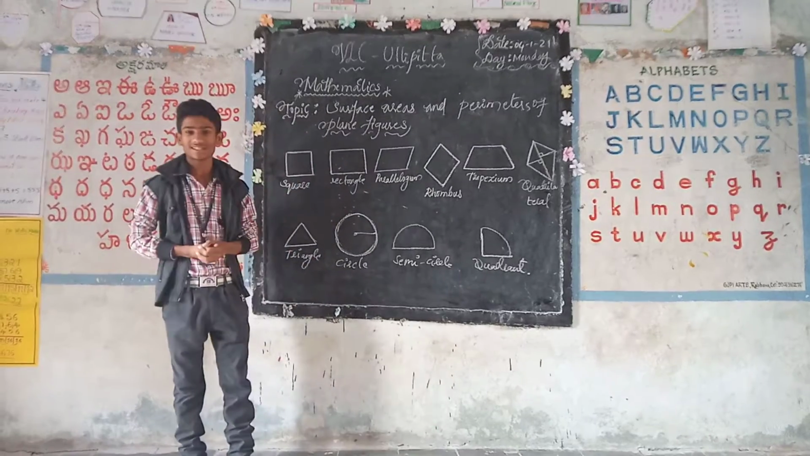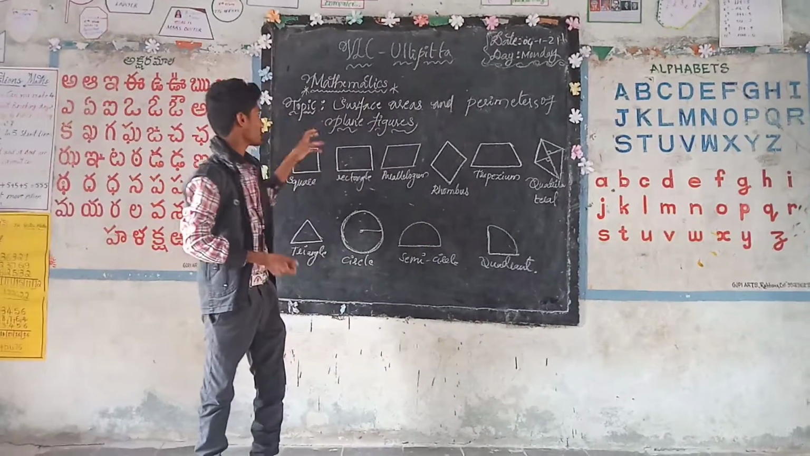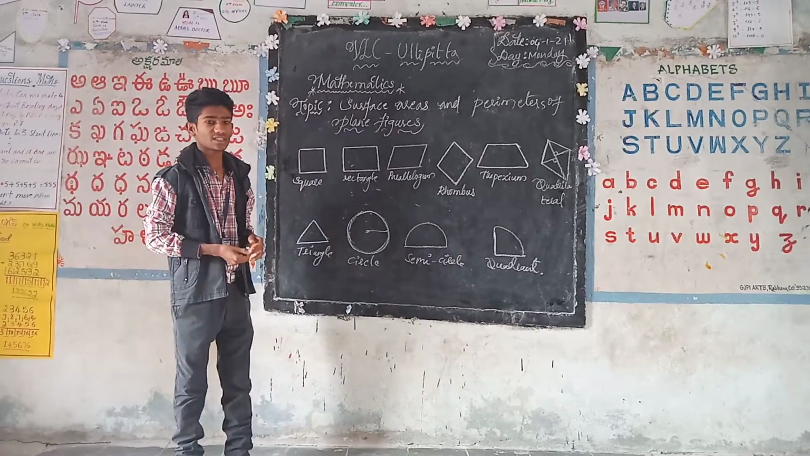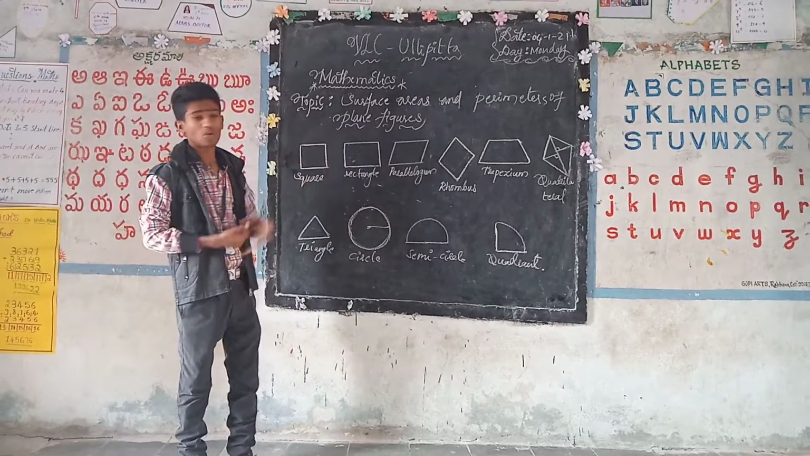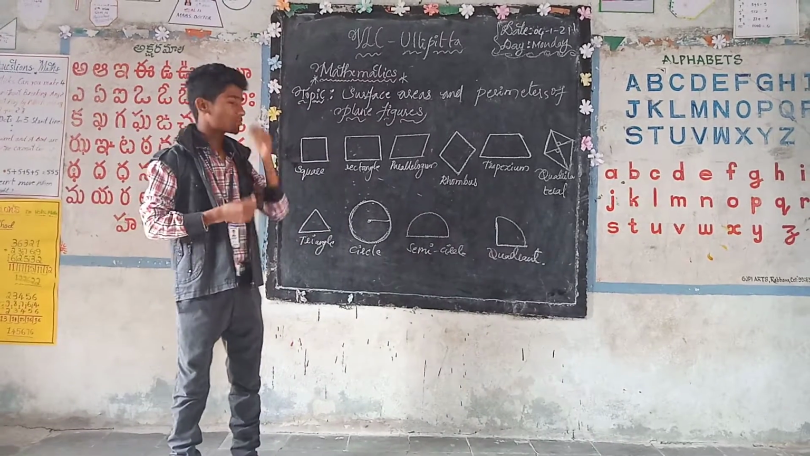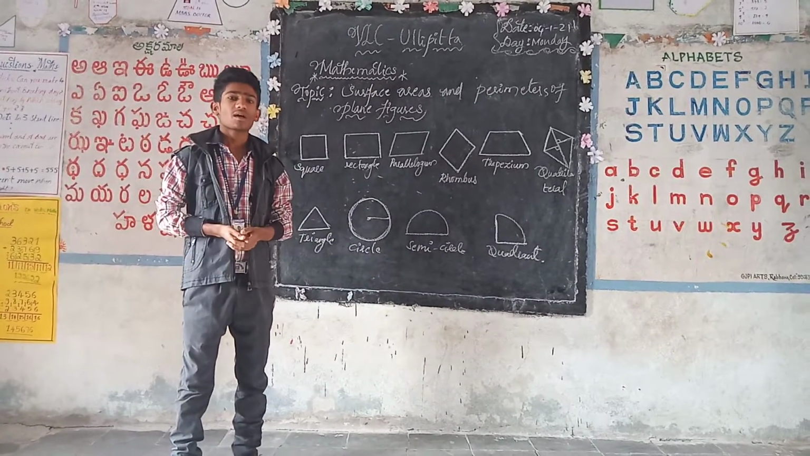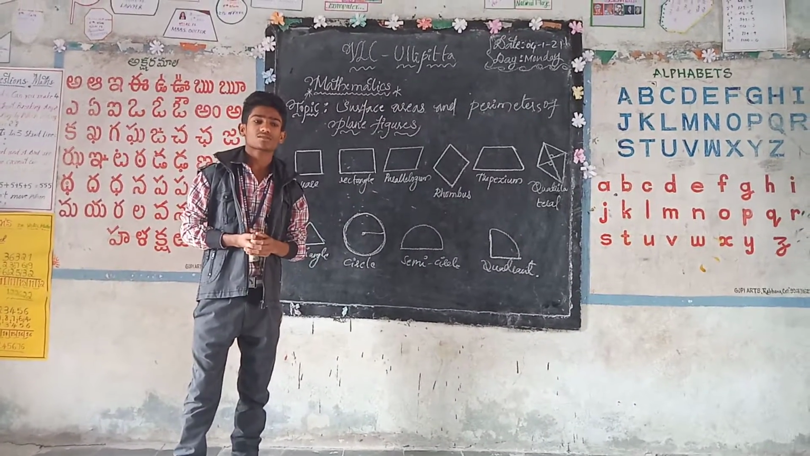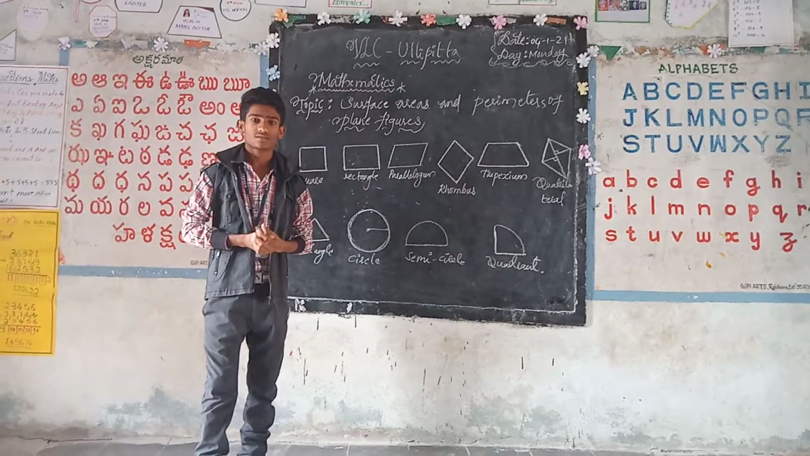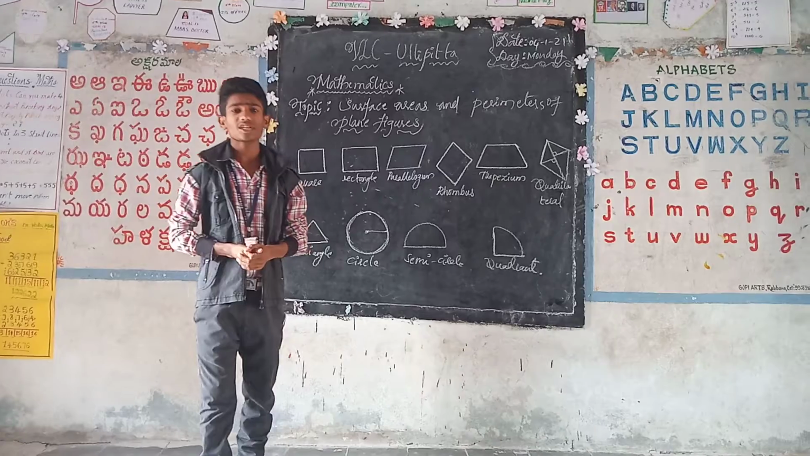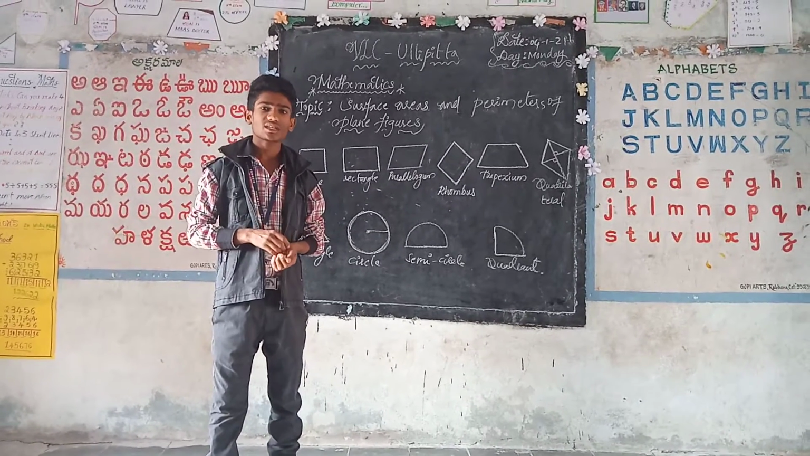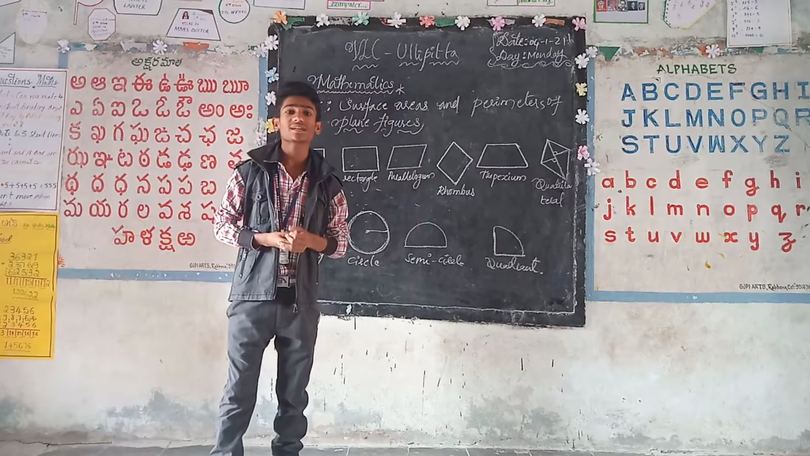Okay, welcome to mathematics. As a part of mathematics, I have chosen one of the concepts. Our topic is we are going to discuss the surface areas and perimeters of the plane figures. Surface area means the space which an object occupies is called area, and the perimeter means the boundary of the object or the boundary of the place that we are measuring.